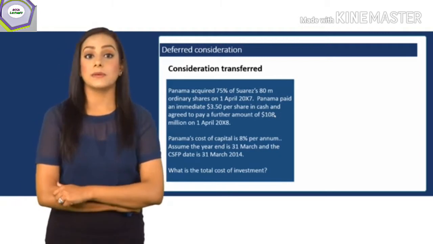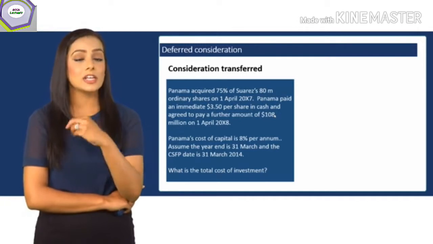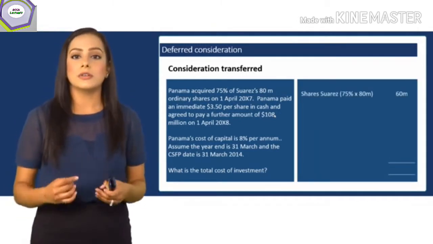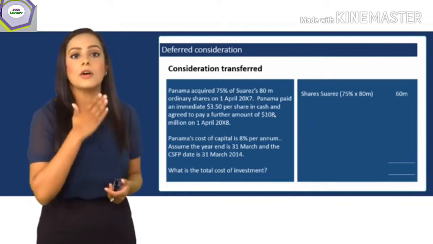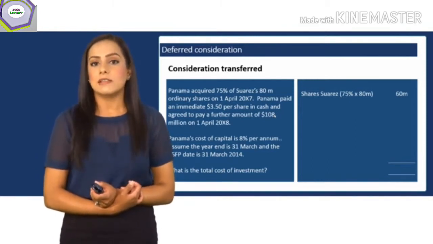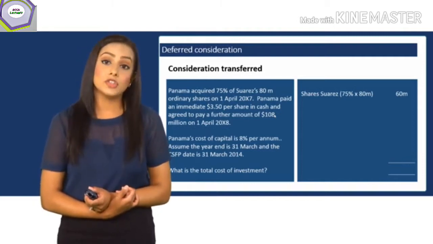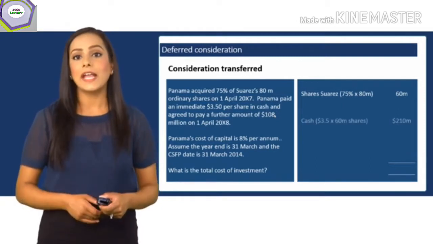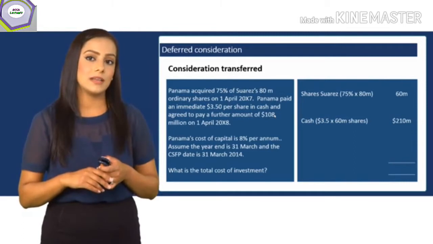Well, the cost of investment consists of two things here, the immediate cash and the deferred cash. The immediate cash is simply $3.50 times the number of shares acquired. Panama bought 75% of Suarez's 80 million shares. So 75% of 80 million, that means the parent took 60 million of the subsidiary shares. And the cash paid on that, $3.50 times 60 million, is 210 million.